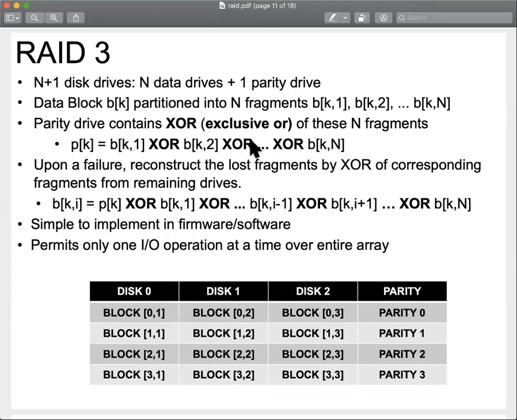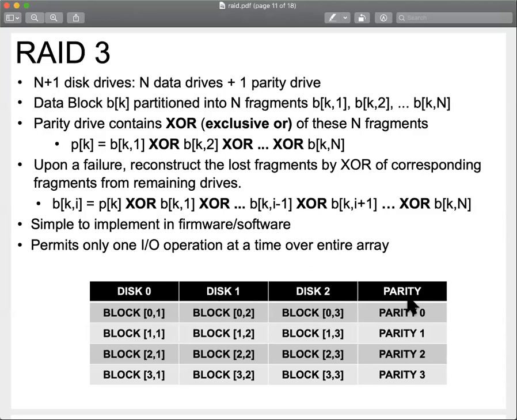So in RAID 3, one of the things we will see is that there are n plus 1 disk drives. What that means is n is the number of disks on which data will be stored, and plus 1 disk is for storing the parity information. So for example, in this picture, we have disks 0, 1, and 2, in which we store the data. And then disk 3 is where we store the parity information. Okay.